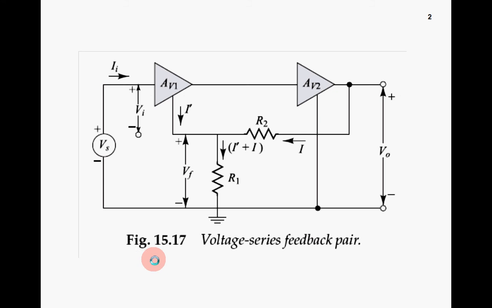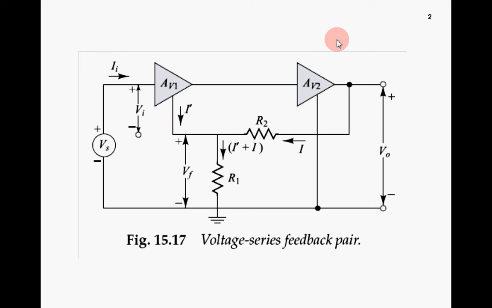So let us consider this figure which is showing us the voltage series feedback pair, wherein two amplifiers are connected in series. You can see this is amplifier 1 and this is amplifier 2, and these amplifiers have voltage gains AV1 and AV2 respectively.